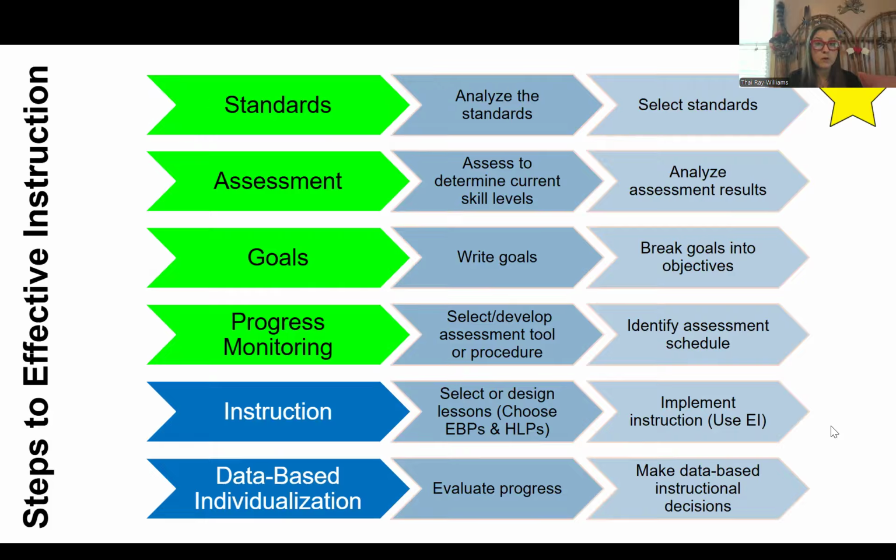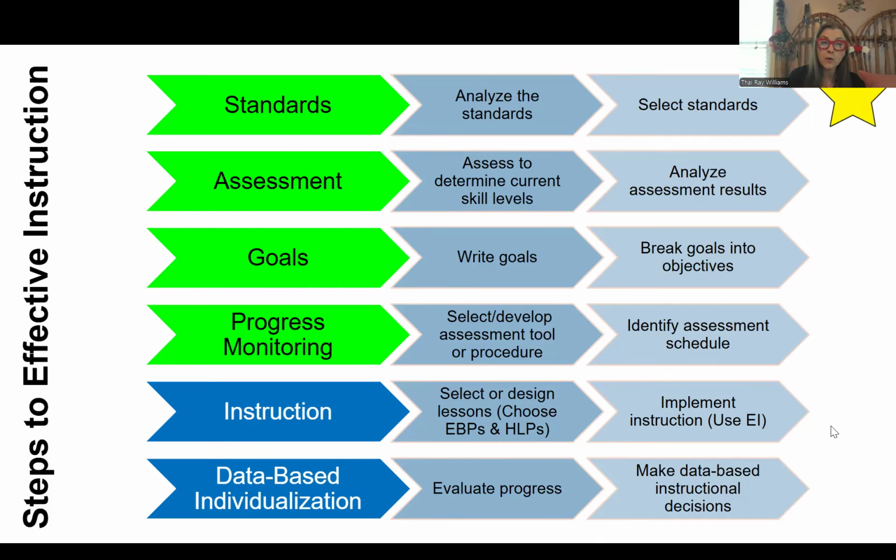So an example of progress monitoring might be that the tool I'm going to use is a weekly spelling test that is teacher created. I should have said the tool is a teacher-made spelling test, and my schedule is weekly. How am I going to progress monitor? I'm going to progress monitor through a spelling test that I conduct weekly.